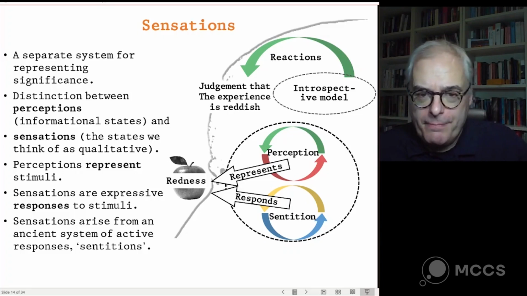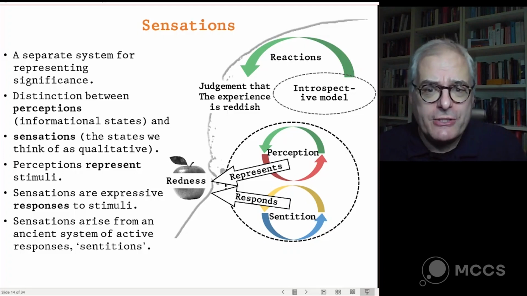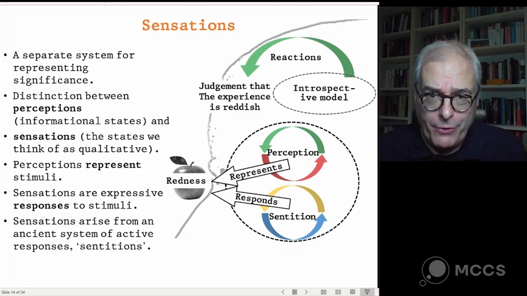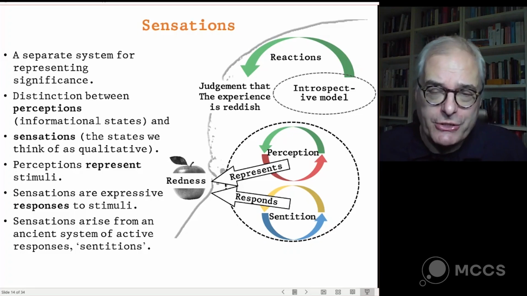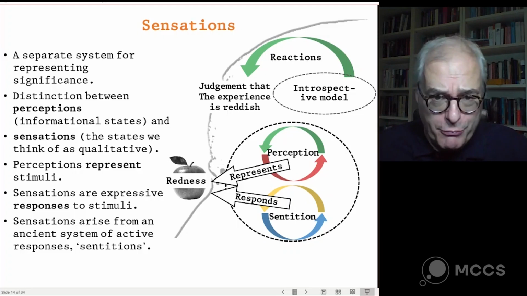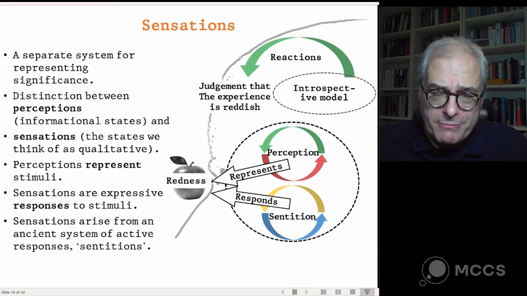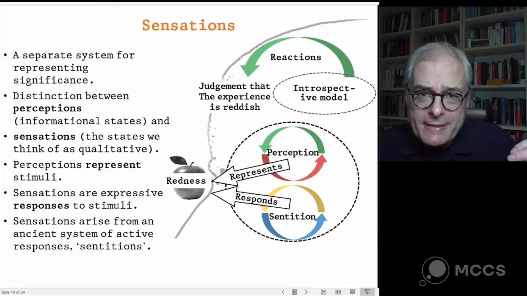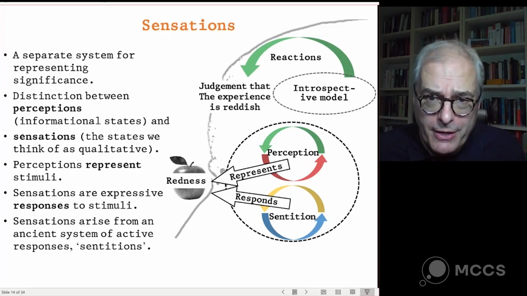Perceptions themselves will generate responses, but they will be of a cognitive kind. Sentitions are more expressions of what the stimulus means for the organism, whether it's positive or negative, say, at a very simple level. Humphrey argues that sensations arise from a very ancient, evolutionarily ancient system that goes right back to very primitive forms of life. Originally, these responses were overt responses. They might be moving towards a positive stimulus, such as food, say, or retreating from a noxious one. And these actions expressed the significance of the stimulus for the organism, whether it was positive or negative.